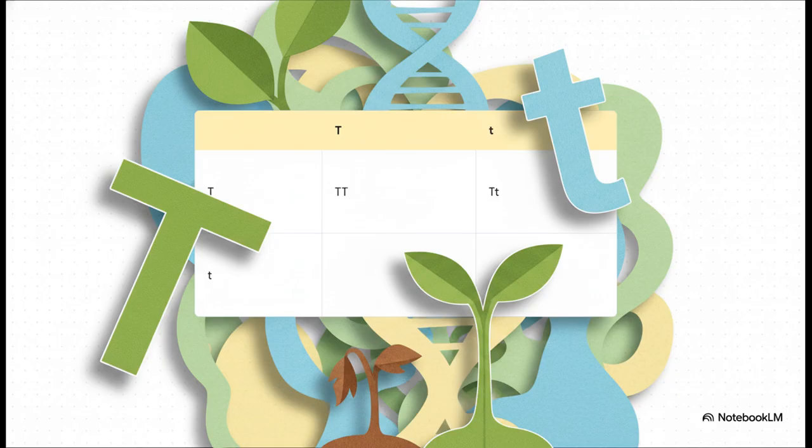Hetero meaning different. Now remember our players from a minute ago? Even though this plant carries the genetic code for shortness, that loud dominant capital T completely masks the recessive lowercase t. So physically, what's this plant going to look like? It's going to look exactly like its parent, a perfectly tall plant. All right, moving on down to the next possibility.